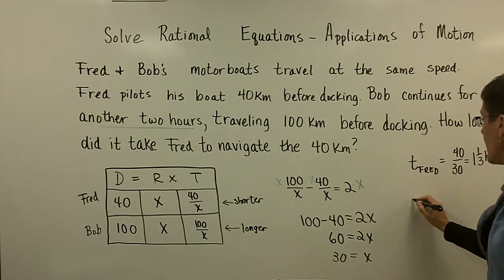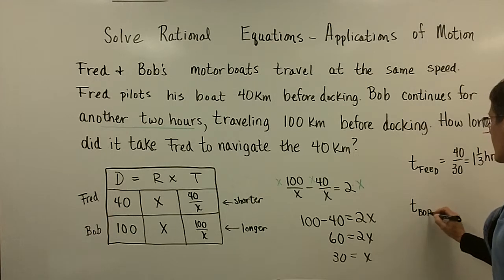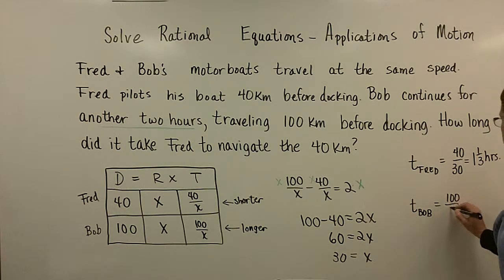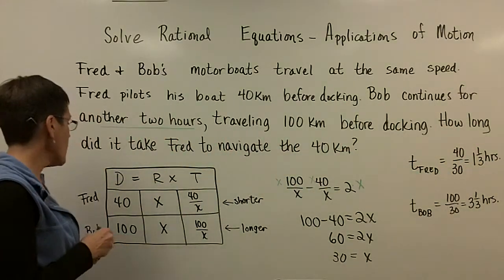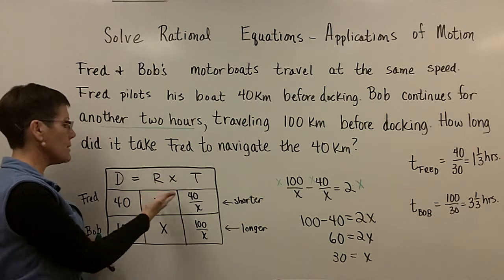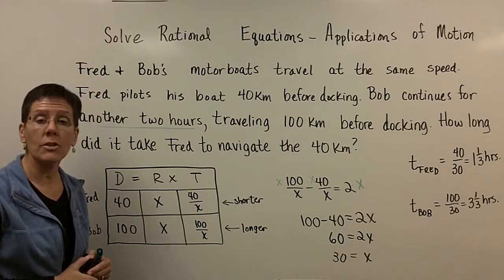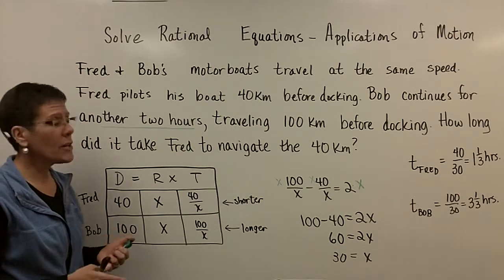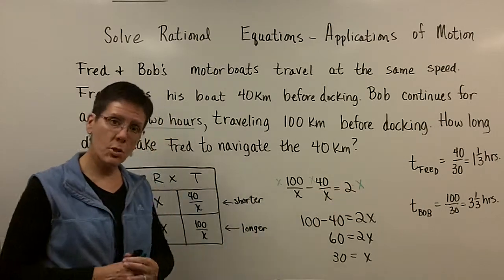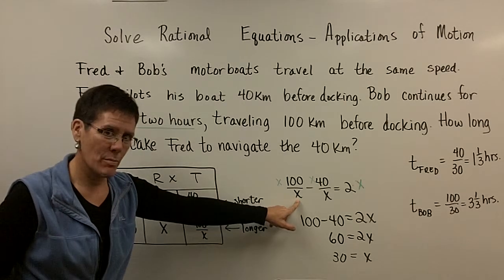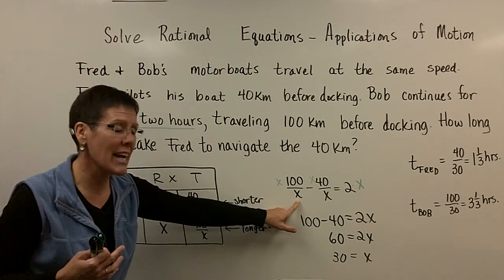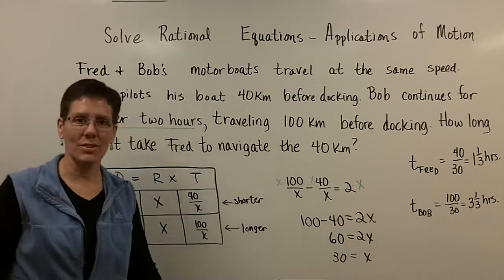If I wanted to know Bob's time, I would just say Bob is 100 divided by 30, and reduce that, that's 10/3, or 3 1/3 hours. So that's a nice check to see that Bob did take 2 hours more. We could also take rate times time and check that they equal 40 and 100, is another check. So this one's a little bit harder because their difference in time was 2 hours. You just have to make sure you put the bigger number for time, the person who goes for a longer period of time, minus the shorter period of time to equal that 2 hours.